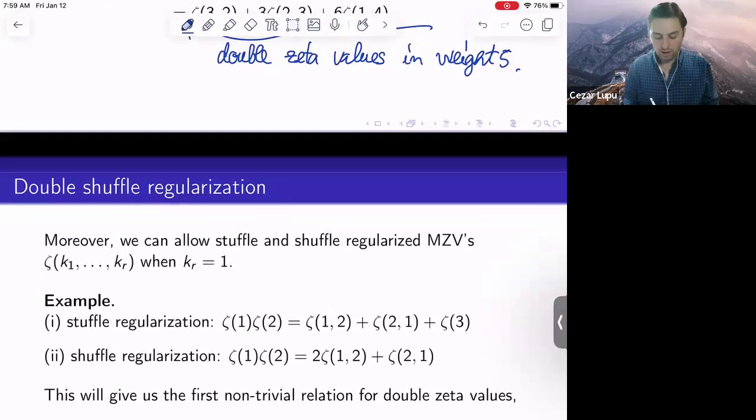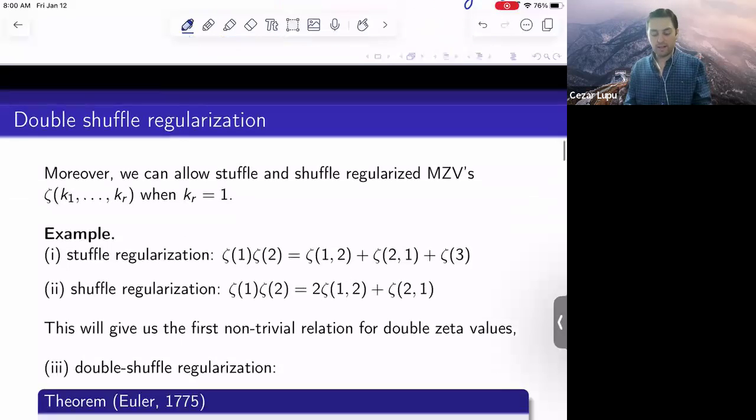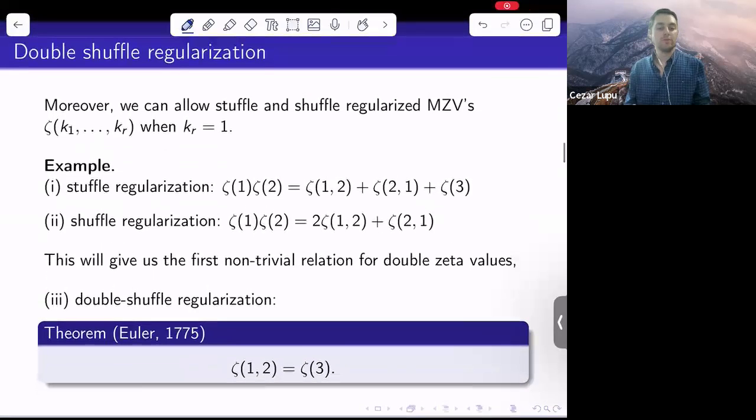So imagine with the stuffle regularization, right? Let's take zeta of 1. We just take the simplest example. Again, single zeta values. We take zeta of 1 times zeta of 2, and we apply the stuffle product. We get zeta of 1, 2 plus zeta of 2, 1 plus zeta of 3. But we want to do the same thing with their integral representation. So basically, we will have what we call the shuffle regularization. So we have zeta of 1 times zeta of 2 will be 2 times zeta of 1, 2 plus zeta of 2, 1. Okay, if we subtract these, we'll get exactly Euler's result.